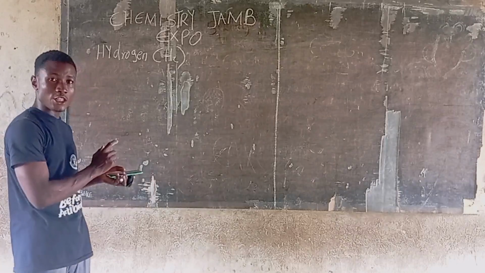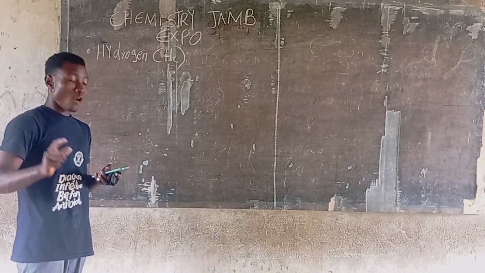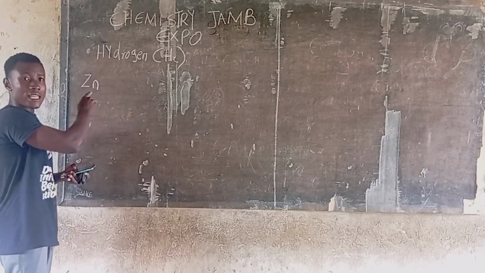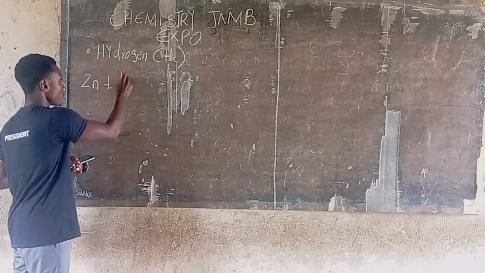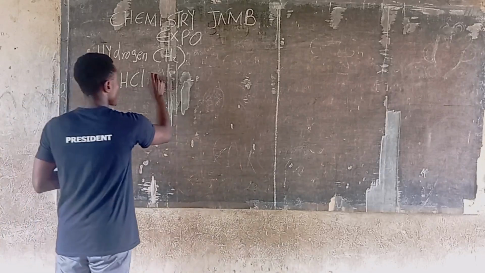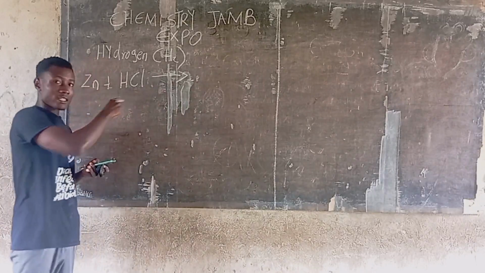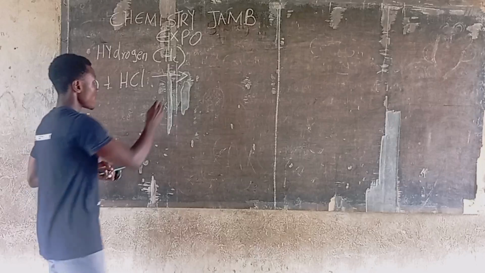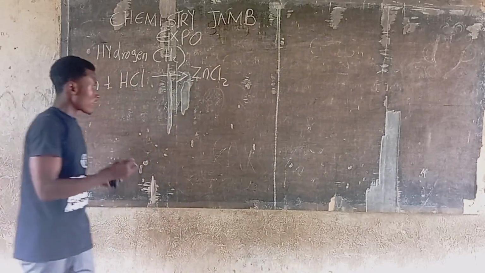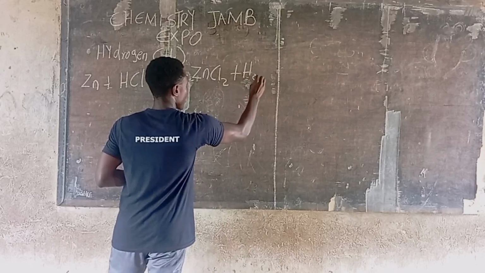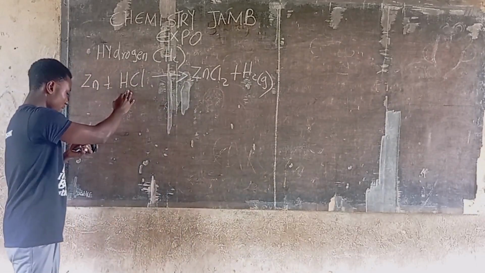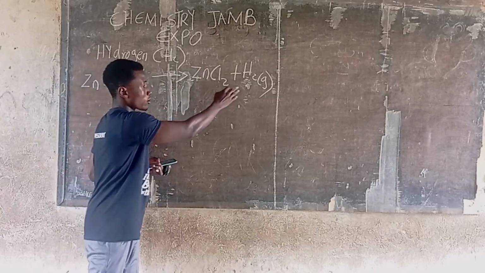As you can see here, let me give you the reaction of the laboratory preparation of hydrogen. So what we have is zinc. This is zinc as an element. Zinc plus hydrochloric acid. Now, zinc reacting with hydrochloric acid will give you a forward reaction of zinc chloride plus hydrogen gas. So, zinc reacting with hydrochloric acid, giving you a forward reaction of zinc chloride plus hydrogen gas.